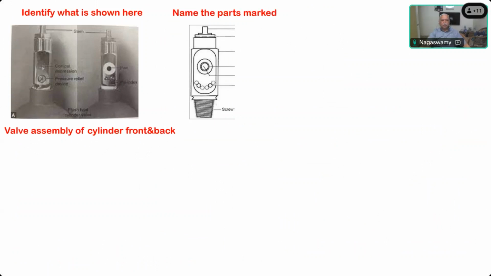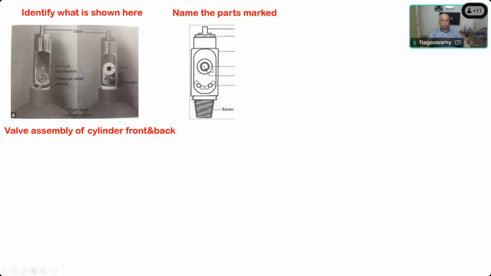This is called the gland nut, which is holding the stem in position. Sometimes there may be a leak at the stem level, so you have to tighten this gland nut. Then only the leak will stop. When you open the stem, then only gases will flow through this. And this is the gland nut to hold the stem in position.